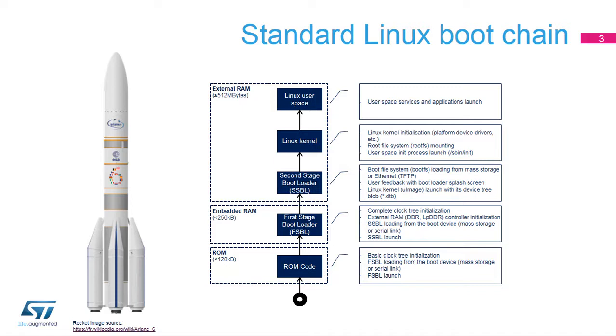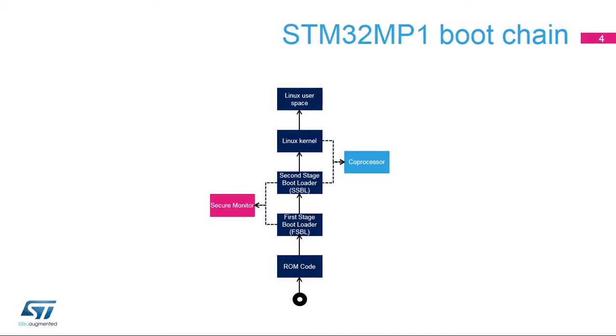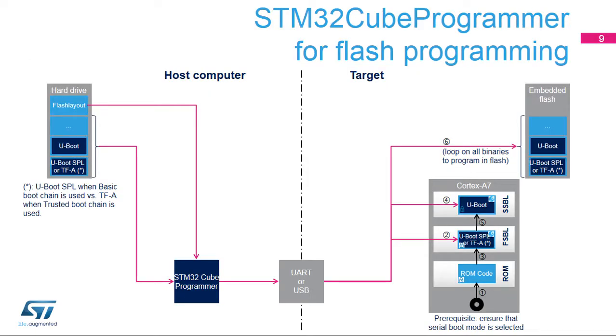This slide explains how a serial boot is managed in order to program the board embedded flash on the right with binaries available on a host computer on the left. The STM32 Cube Programmer is a tool delivered by STMicroelectronics to program flash memories running on the host computer. The flash memory programming process requires the connection of the board to the host computer via a UART or USB link. Then the user has to select a boot pin combination corresponding to a serial boot and reset the board. From here, the boot chain is executed as explained previously.